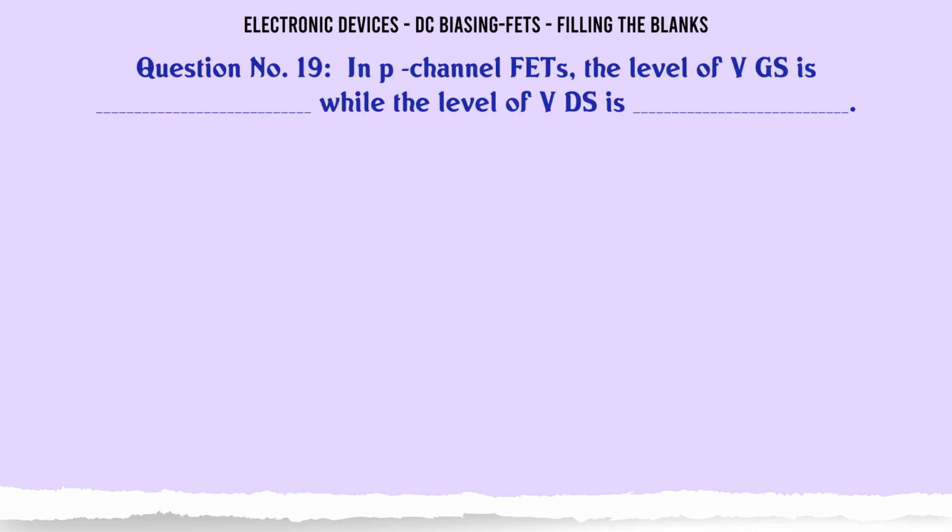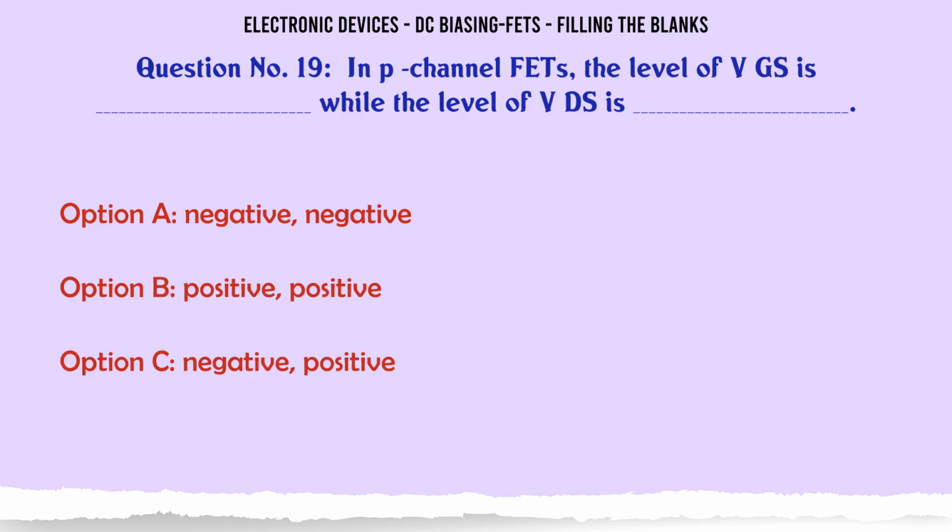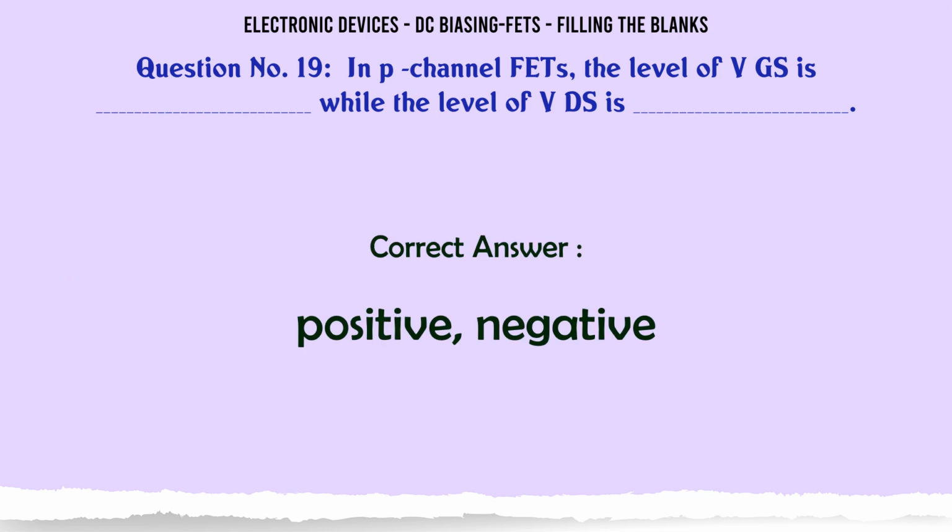In p-channel FETs, the level of VGS is while the level of VDS is A. Negative, negative. B. Positive, positive. C. Negative, positive. D. Positive, negative. The correct answer is positive, negative.